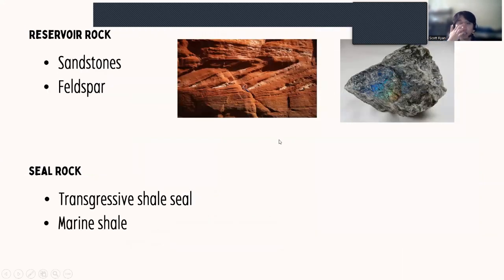Okay, so for the reservoir rock in Malay Basin, it is usually classified as sandstones and also feldspar, while the seal rock is a transgressive shale seal and also marine shale.